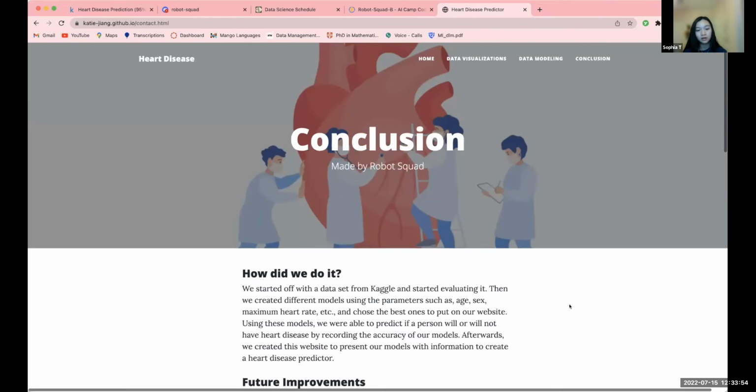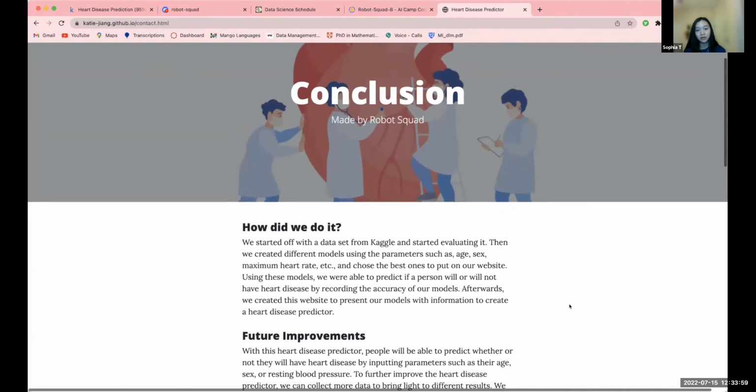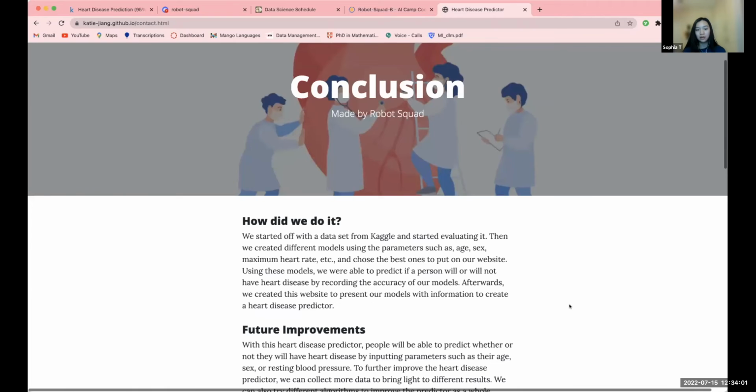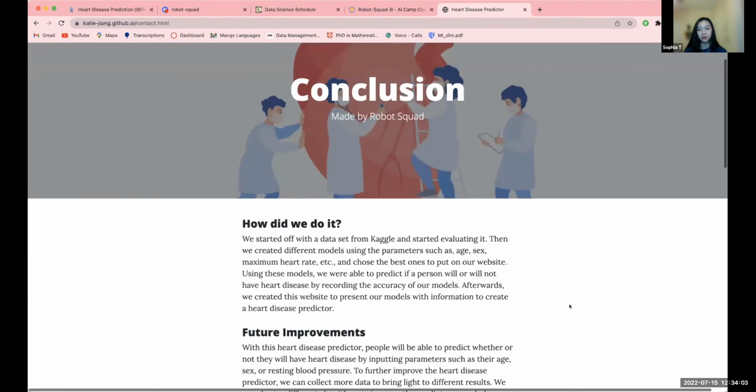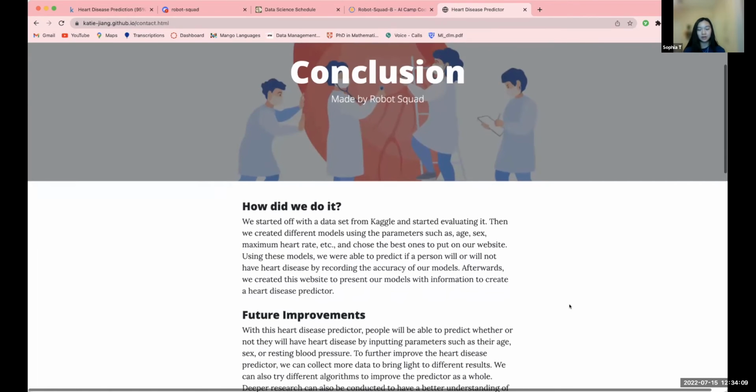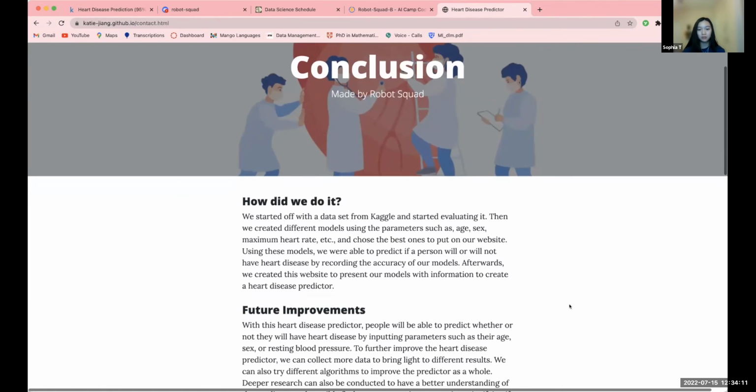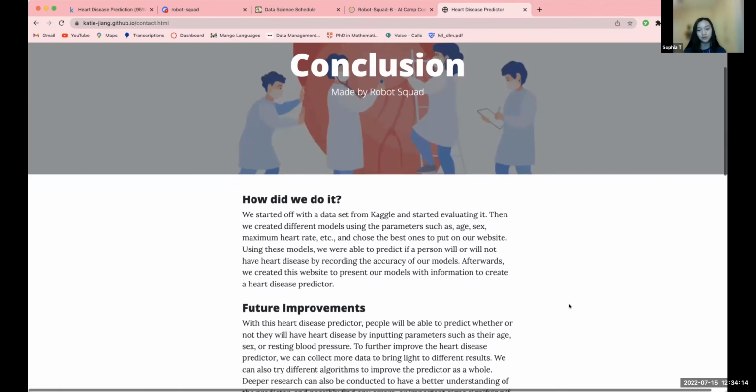So our conclusion: how did we make this whole website? First we started off with the data set from Kaggle, and then we created different models using the parameters that were in the data set, such as age, sex, etc. And we chose the best ones to put on our website. Using these models, we were able to predict if a person will or will not have a heart disease by recording the accuracy of our models.